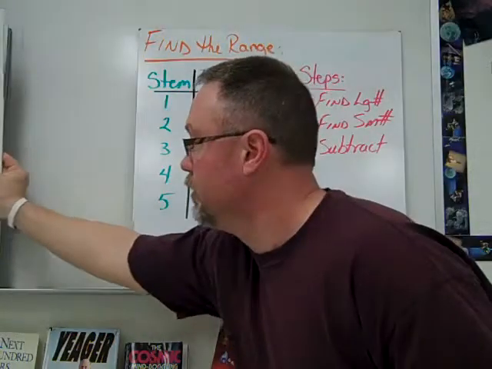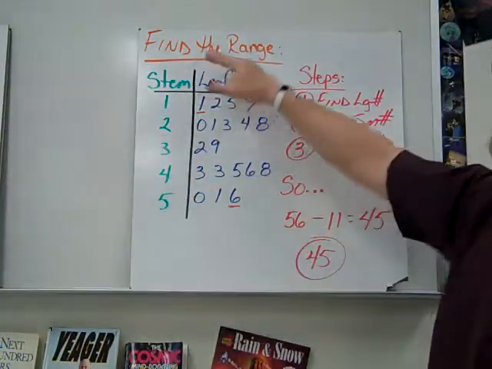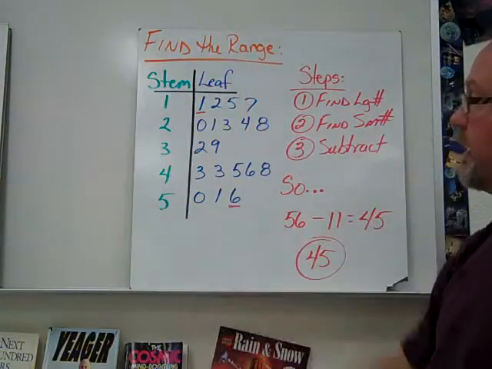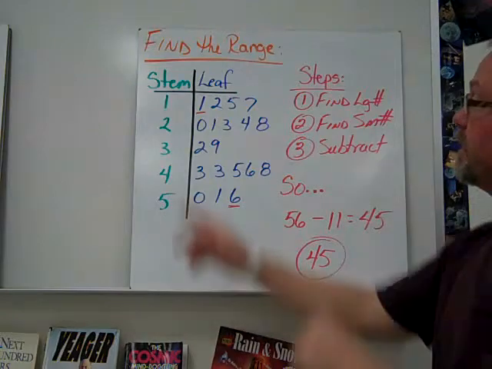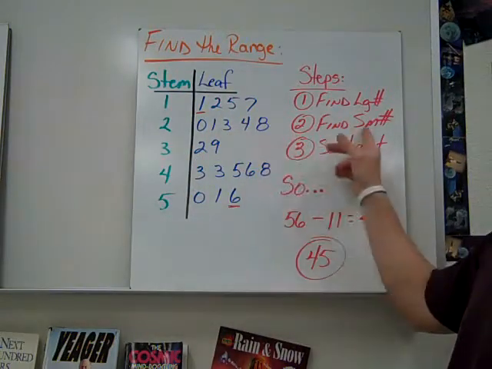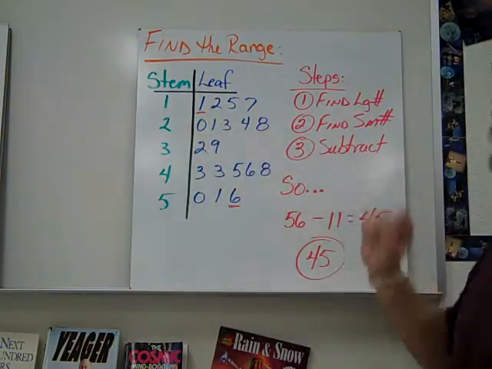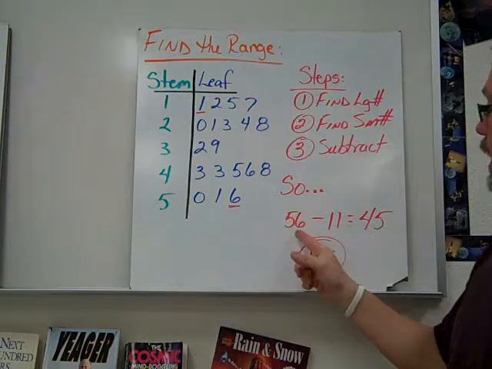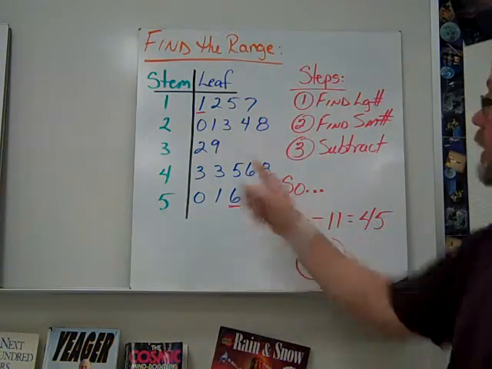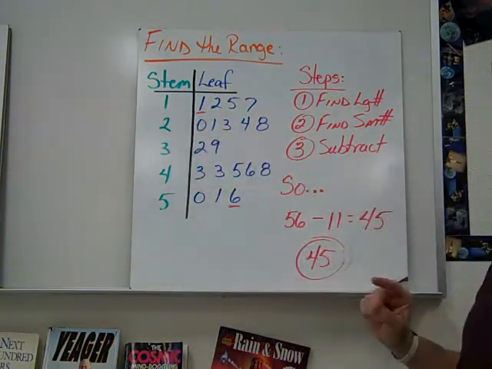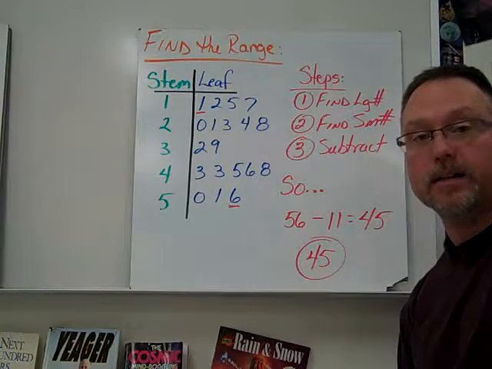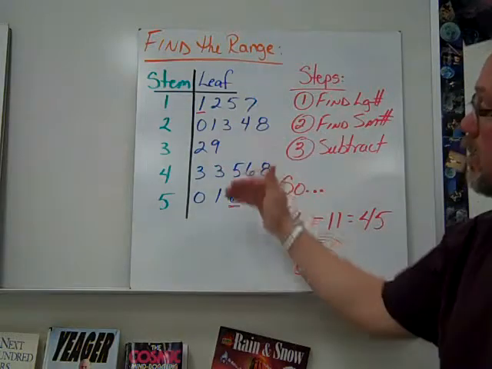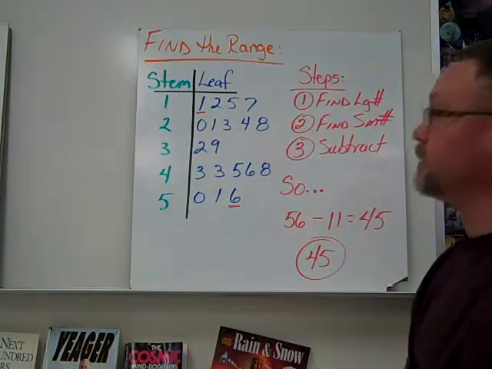Same with range, which is our last section. Finding the range, again with our data points. Steps in this, there's just 3 of them. Basically, 1, find the large number. 2, find the small number. Then subtract the 2. So what you have is 56 minus 11, which gives you 45. And 45 comes out to be the range for that data set. So again, small, large, subtract the 2 in a positive way.